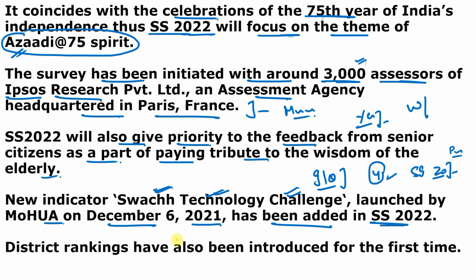District rankings have also been introduced for the first time. Even for the smaller cities, new categories are included, and these smaller cities are divided into 2 population categories: one is under 15,000 and the second is between 15 and 25,000. So there are so many new categories. One is the Swachh Technology Challenge category. Next, district rankings have been introduced for the first time. Smaller cities are divided into 2 categories according to population. So these are the new categories.